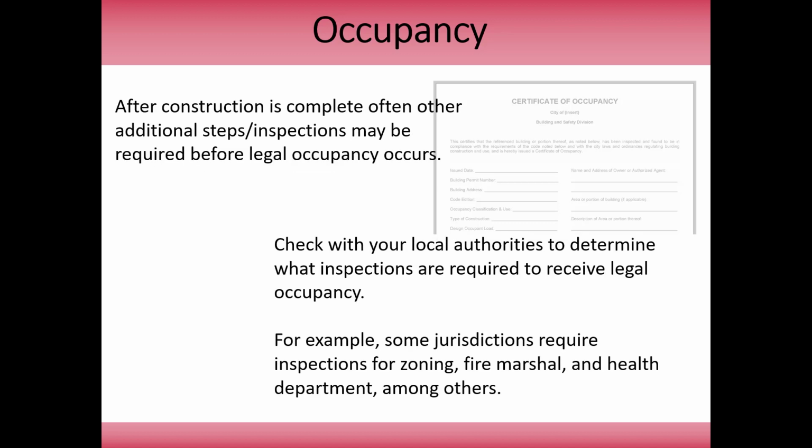The building code requires a certificate of occupancy for every building or structure. After construction is complete, there are often other additional steps or inspections required for legal occupancy. Check with your local authorities to determine what inspections are required to receive final occupancy. For example, some jurisdictions require inspections for zoning, fire marshal, and health department, among others.